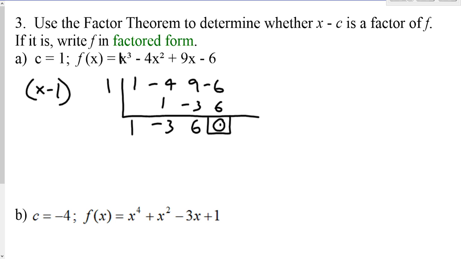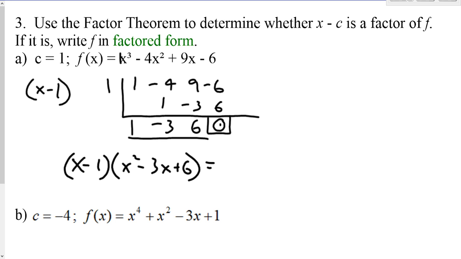So there, I know it is a factor. To write it in factored form, I can use this piece here, and I know that x minus 1 is a factor, times x squared minus 3x plus 6 equals f of x. Okay, x squared minus 3x plus 6 cannot be factored down anymore. I can't find things that multiply to 6 and add to 3 or negative 3. It's not going to work out, so I can just leave that in simplest factored form there.